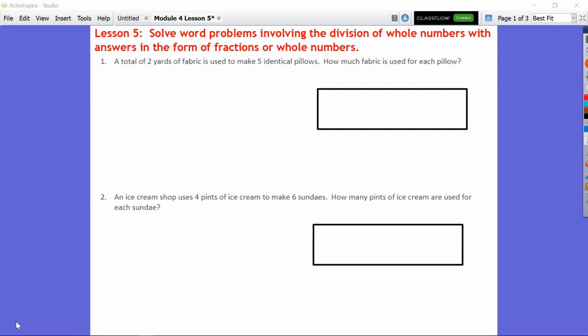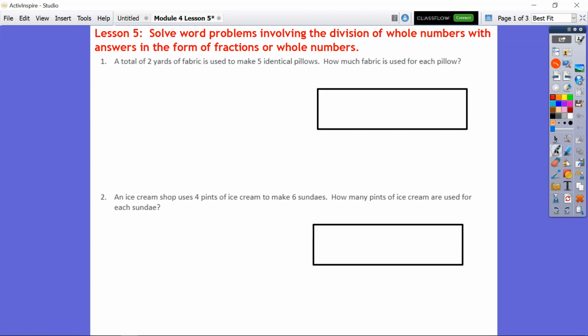Pretty much going over the problem sets. Let's get started. So number 1, we see a total of 2 yards of fabric is used to make 5 identical pillows. How much fabric is used in each pillow?